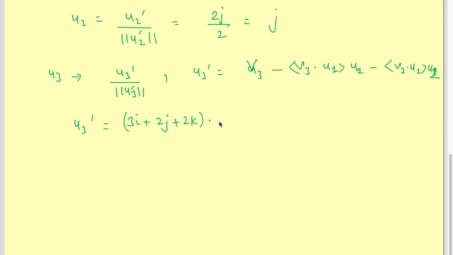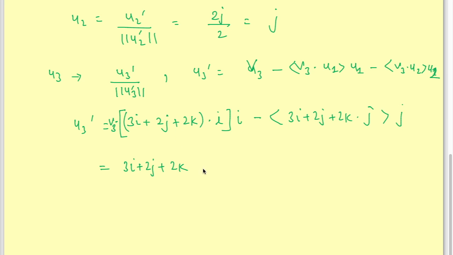Okay, then I will take the dot product with i and i, then here it is the same, dot product with j and j. So it will turn out to be v3 minus, okay, what is 3i plus 2j plus 2k, and here it will turn out to be 3i, and here it will turn out to be 2j. So it is nothing but we are left with 2k. So u3 is nothing but u3 dash upon the norm of this.